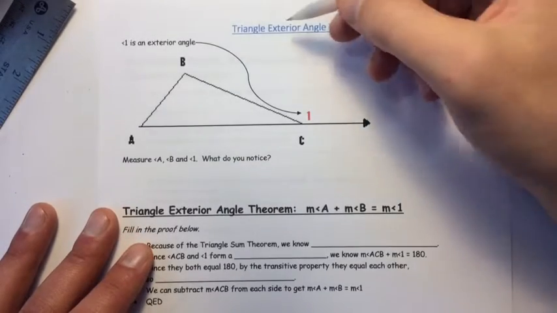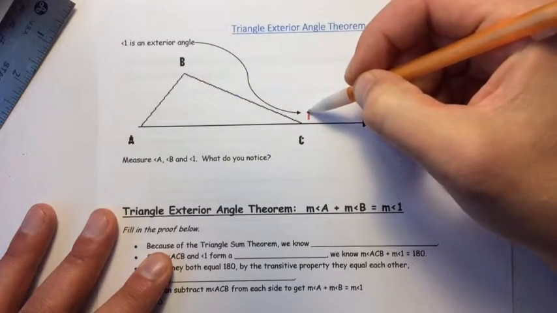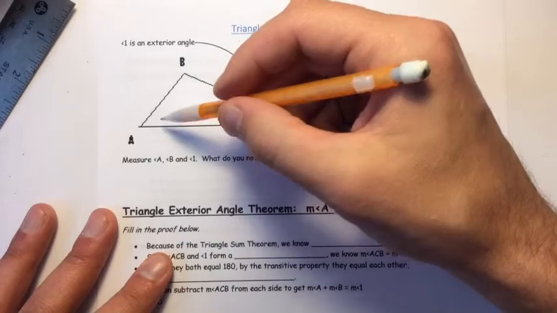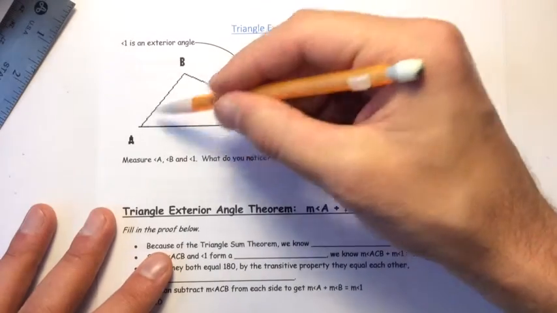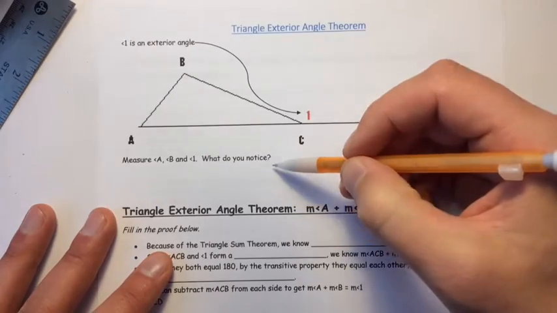The next big idea we have here is the triangle exterior angle theorem. Angle 1 right here is an exterior angle. It's on the outside of the triangle. Now, by now you should have measured angle A and angle B right here and angle 1. And you should have noticed something.